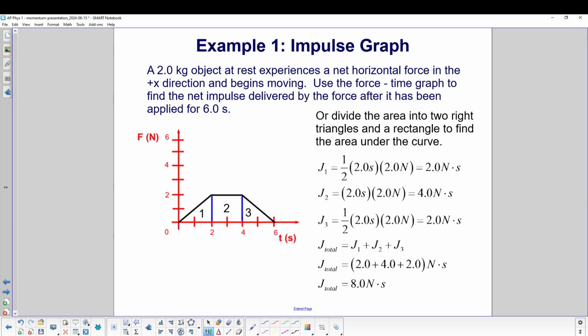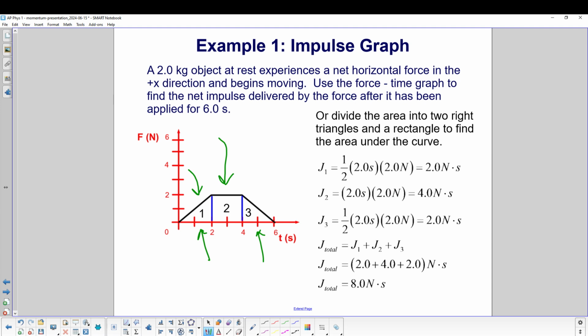But what if you don't know the trapezoid formula? Well, we'll divide this up into 3 little sections. Section 1 here is a right triangle, section 3 is a right triangle, and section 2 is a rectangle, pretty close to a square. So what we're going to do is find the area of number 1 here, and the area of a triangle, of course, is 1/2 times base times height. So it's 1/2 times 2 seconds times 2 newtons, and we get 2 newton seconds.